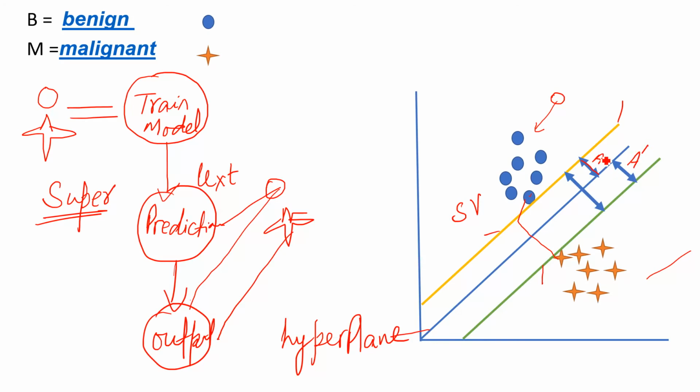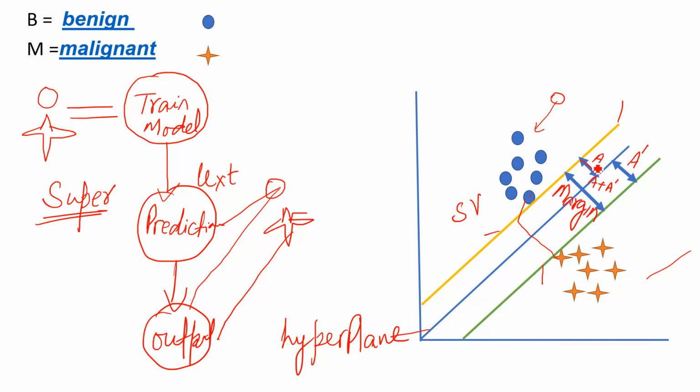In some books you will see A minus or A plus, A or A dash, whatever. When I add these two, A plus A dash, we have this line, right? This distance is called the margin. And margin is a very important point in order to find out which hyperplane we have to select. Which hyperplane we select depends on the margin.